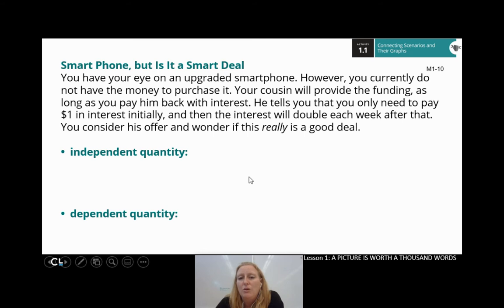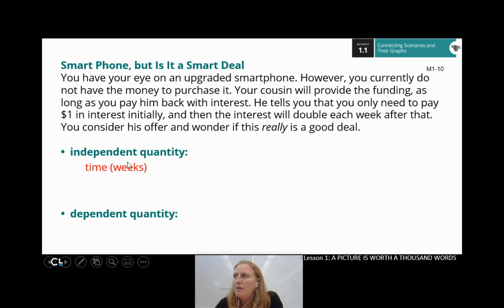So, my independent quantity, you know what it is. It happened the last two problems. It's going to happen again. The independent quantity is time, right? I need to know how long it's going to take me to pay him back. That's the first thing I need to know.